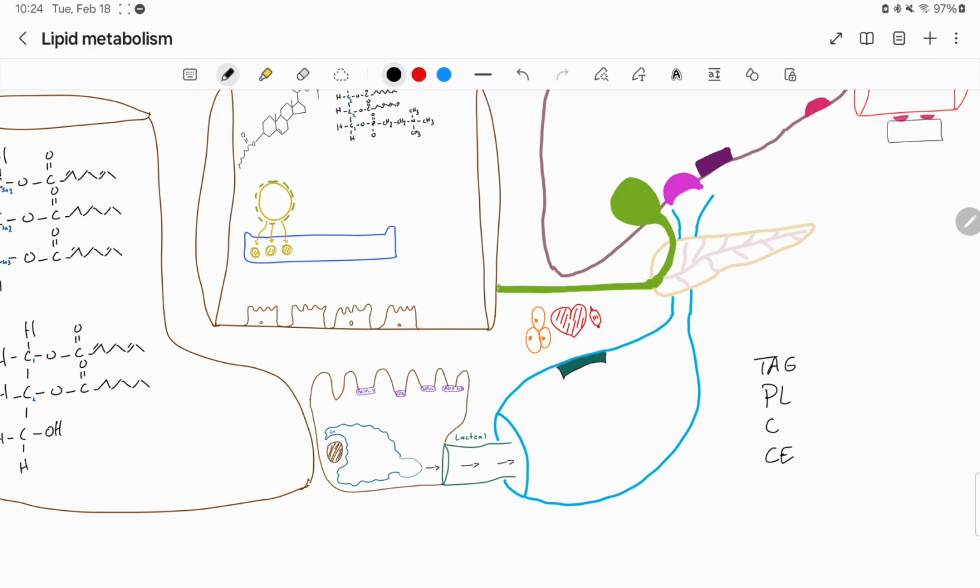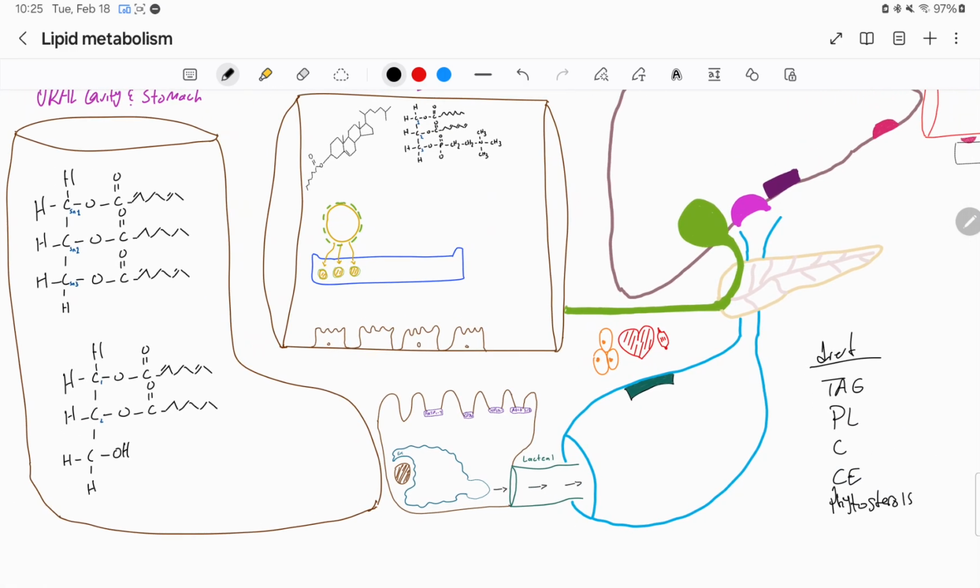But the entire thing is that in your diet, these are the kind of lipids you're getting. Your triacylglycerols, your phospholipids, your cholesterol esters, and then those plant sterols that we talked about beforehand called phytosterols, okay? Phytosterols. All right, so these are the kind of lipids that we're going to be dealing with, and we're going to see how they're going to be digested, aka broken down, and then how they're going to be absorbed again at the level of the intestine.